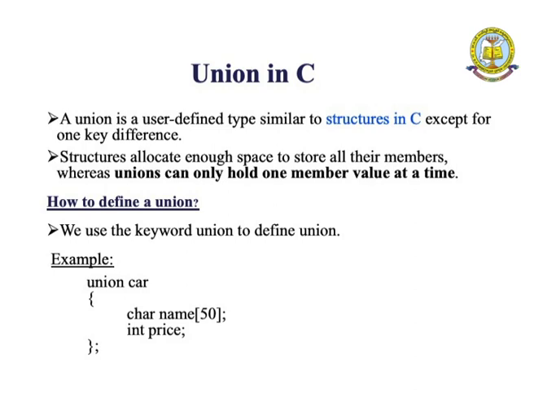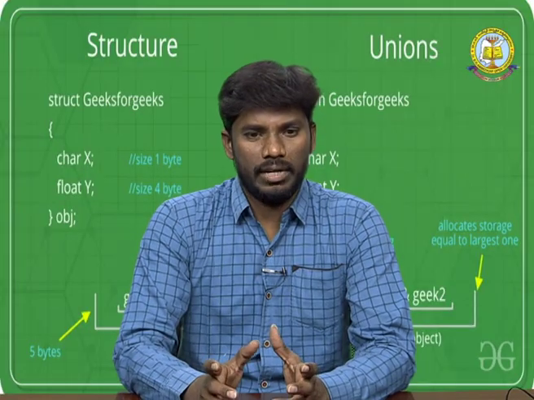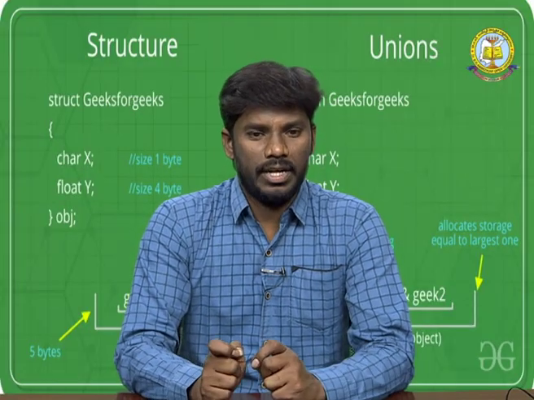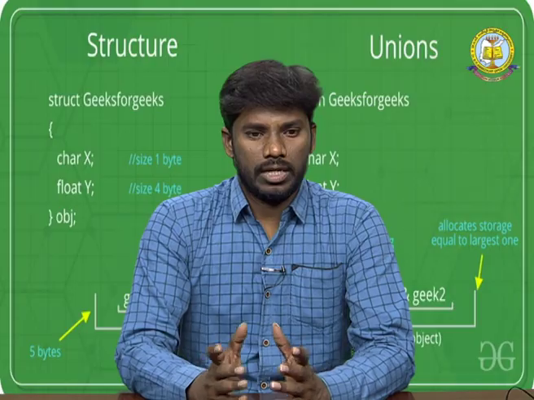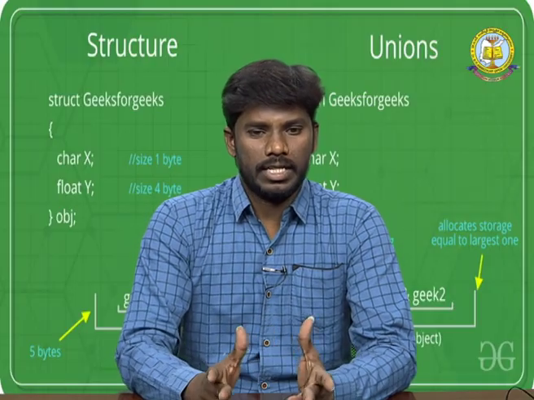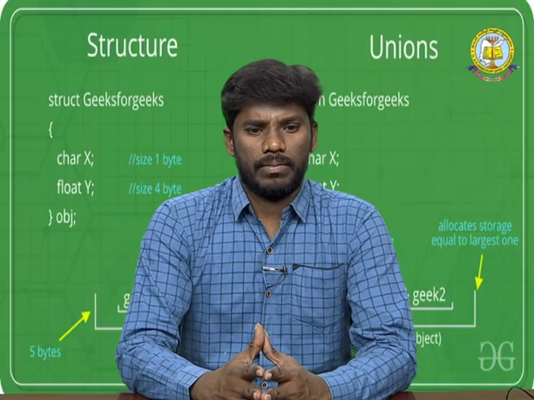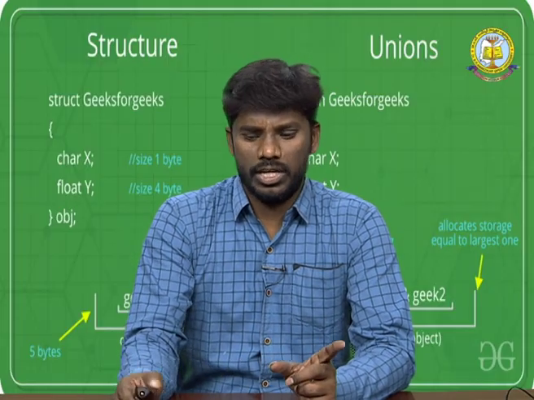A union is a collection of different data items under a single name, and a structure is also a collection of different data items under a single name. Only the words union and struct are different. And how to define it? The syntax is the same as structures. A union can be declared using the keyword union, and a structure using the keyword struct. Union space union name, and inside curly braces you give the members of the union. So, this is the same as a structure, only the keyword is different here.